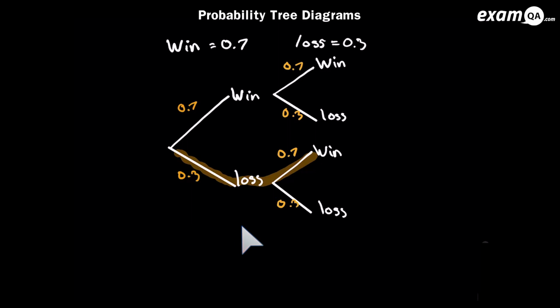They might ask you to work out 2 losses. So 2 losses would be this route here. And of course that will simply be 0.3 times 0.3, which is 0.09. Again, they might ask something a little bit more complicated, like having the same result in both games. What's the probability of having the same result in both games? And of course there's 2 ways that can happen. You can have a win followed by a win, or you can have a loss followed by a loss. And just as before, you work them both out and add them up.